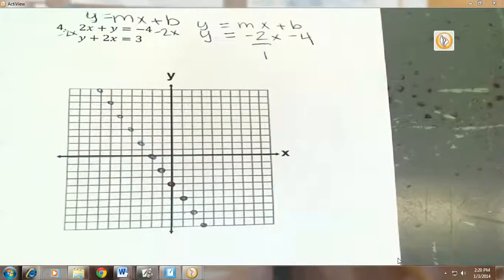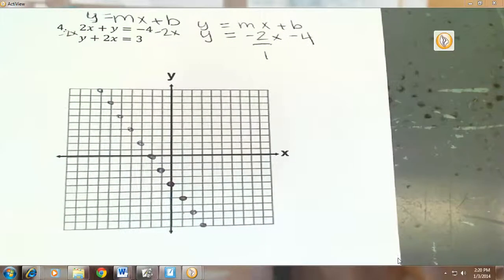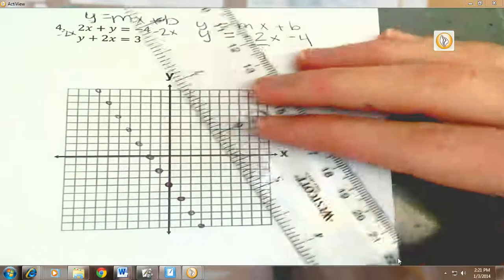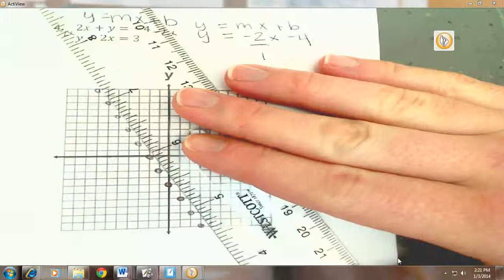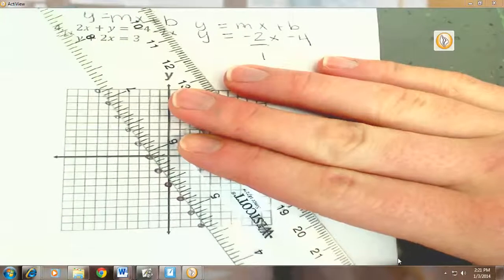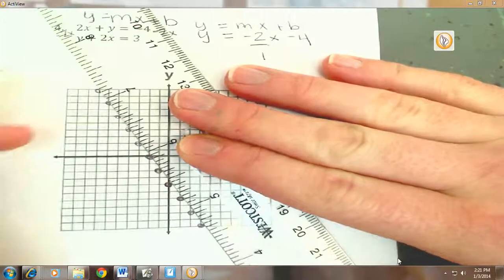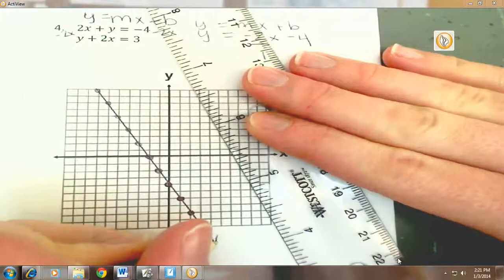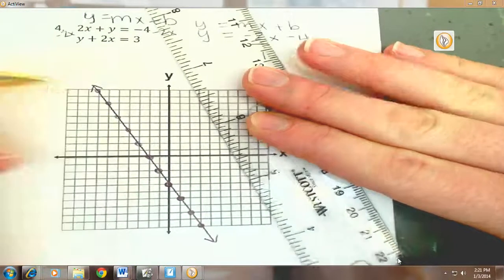I would like for you to have a straight edge to draw your graph. If you don't have one, you're welcome to borrow a ruler, which is located in the front of the room on the table next to the door. So if you don't already have a ruler, grab one, please. And if you have a ruler or some kind of straight edge, go ahead and draw the line through your points. This line represents the first equation.